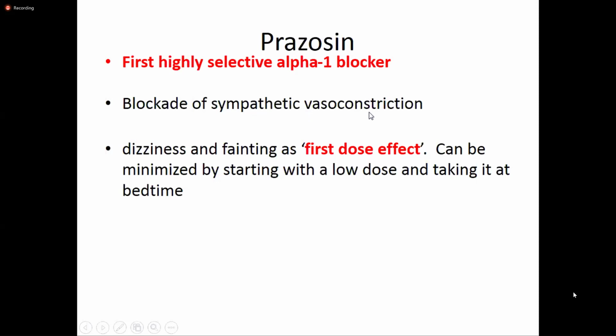While giving prazosin, usually when it is taken for the first time, an effect known as the first dose effect occurs, and it is manifested as dizziness and fainting. Why does this first dose effect occur? Because it usually occurs in a patient who suddenly stands up from the lying down position. The person is lying down, and when that person suddenly stands up, the first dose effect occurs.